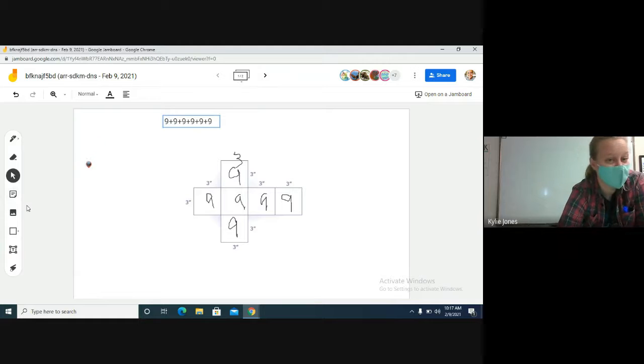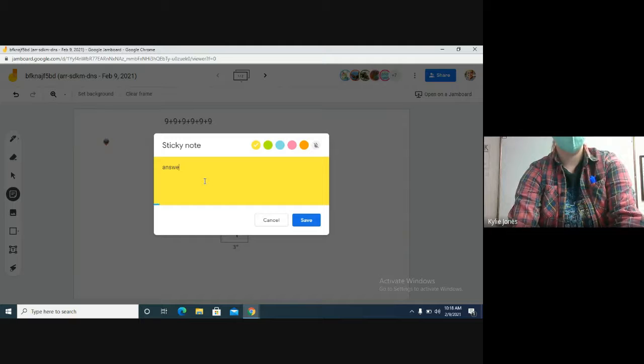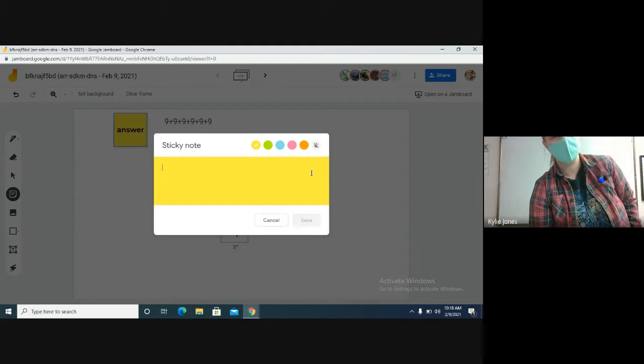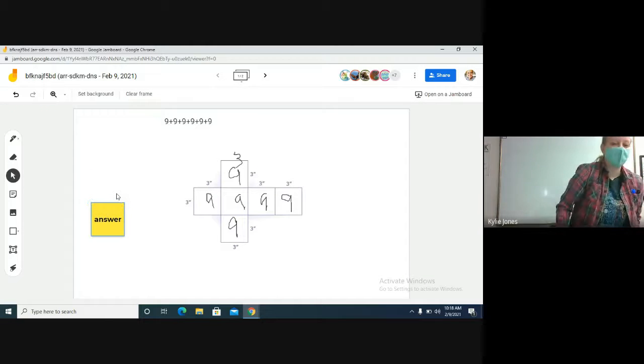I want you guys to finish this off and give me the answer. So on a sticky note, type your answer, please. It's on the side. So you just type your answer. It pops up on the screen. Then you can move it around. So I want the final answer for the surface area here.